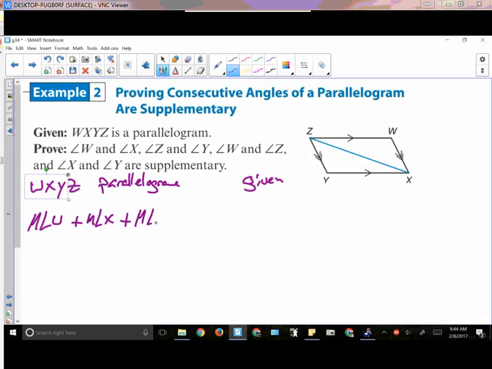So I've got to say that the measure of angle W plus the measure of angle X plus the measure of angle Z plus the measure of angle, what did we say? X, Y, Z, and W. W, X, oh, I forgot Y. Have to be equal to 360 degrees, correct?